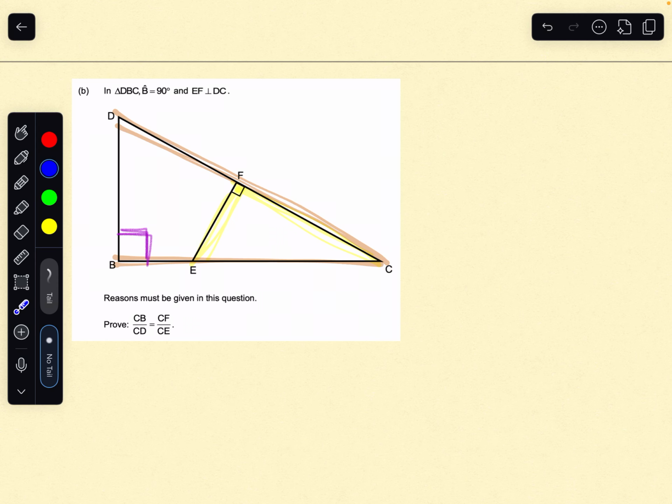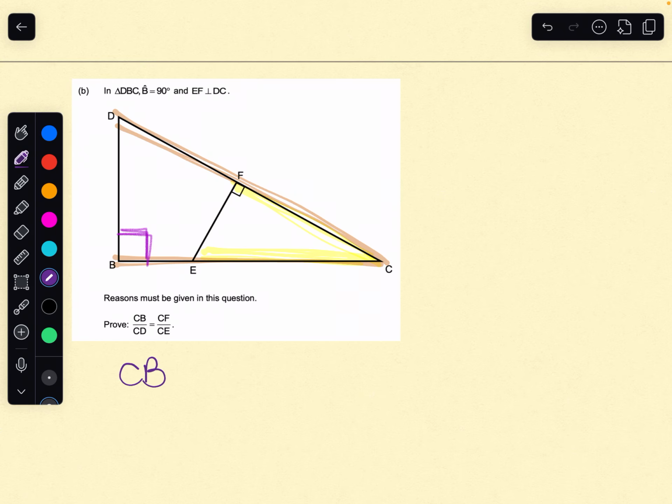CF, oh, it's CF over CE. CF over CE, so that would be adjacent over hypotenuse as well. Oh, I highlighted the wrong side. Oh my gosh. Not FE, but CE. So that's actually quite easy then.